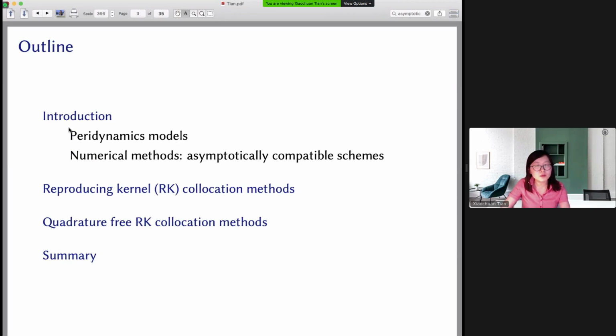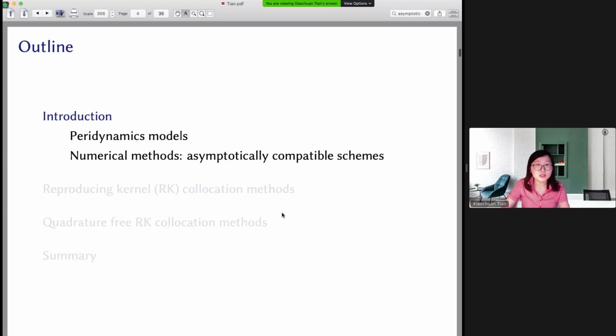So this is the outline of my talk. In the introduction, I want to emphasize a class of numerical methods called asymptotically compatible schemes. Some of you have heard of it many times. Then I'm going to introduce the reproducing kernel collocation methods. And then the so-called quadrature-free RK collocation methods are just modifications of the RK collocation methods for further reduction of computational cost, and then you'll see what they are. And then in the end is the summary.